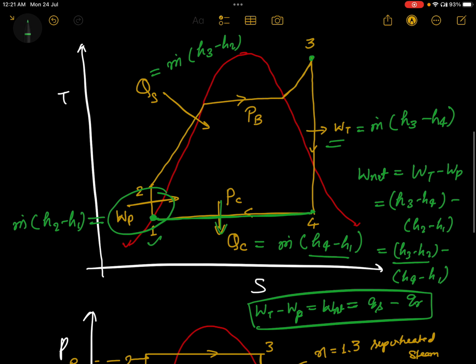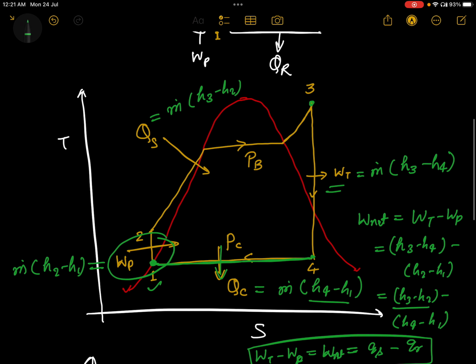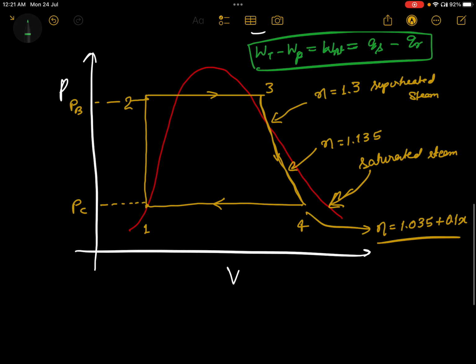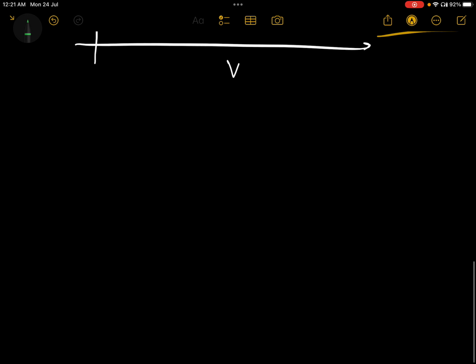Fine. Now we will try to understand. Let's say that we want to find out H3 here. H3 will be, let's say, somewhat 2948 kilojoule per kg. And H4 here is, let's say, 1996 kilojoule per kg. So how are we getting these values? We'll try to understand how these values are decided or evaluated.